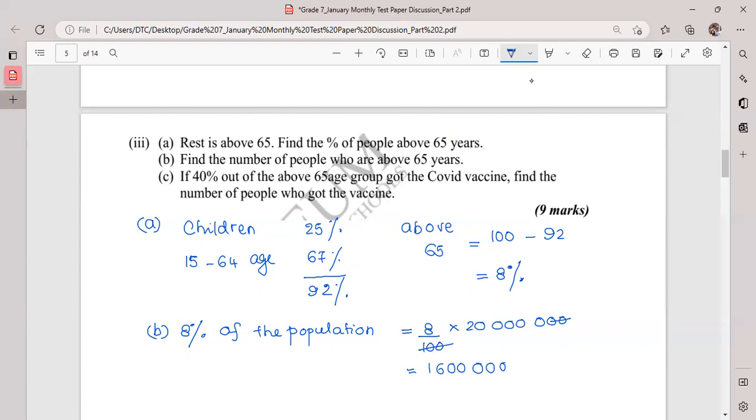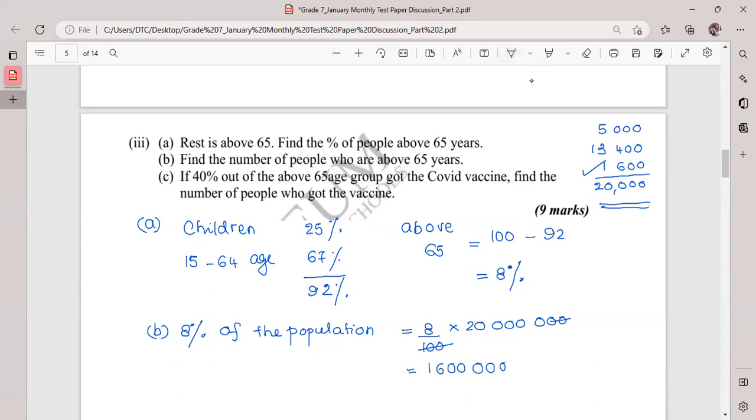Children, if you want to cross-check whether your answer is correct, you can do something like this. The kids we had 5 million, and the middle-aged people we had 13,400,000, and here we have 1,600,000. You just add them. What will happen? Yes, it gives me 20 million. Understand? That means my answer is correct. You can cross-check whether your answers are correct or not like that.